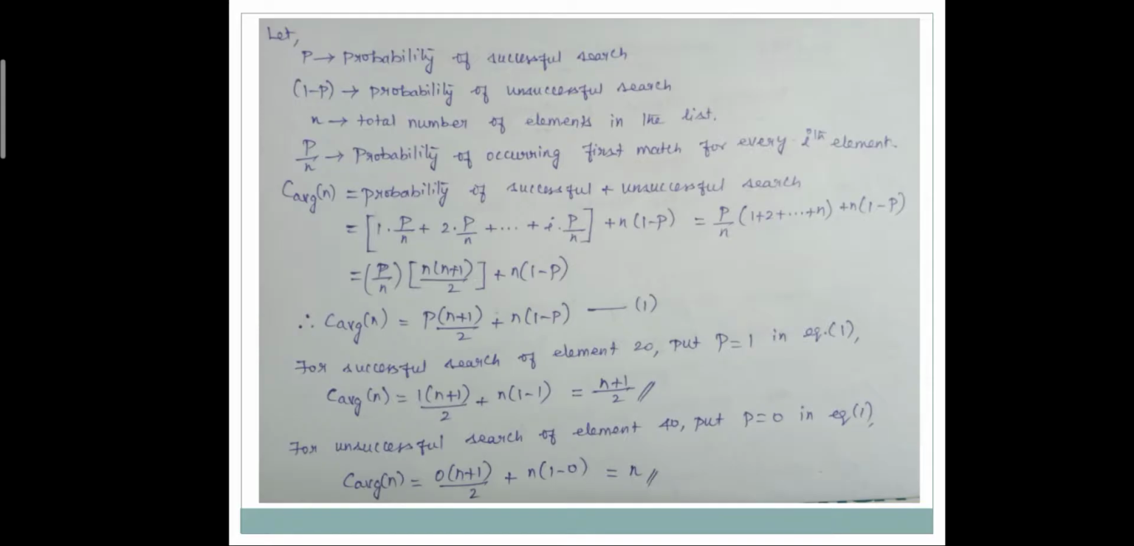By substituting and solving, we get C average of n is equal to P of n plus 1 divided by 2 plus n into 1 minus P. Let it be equation number 1.